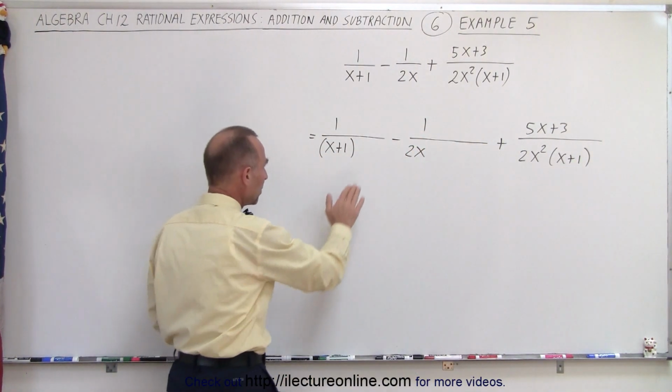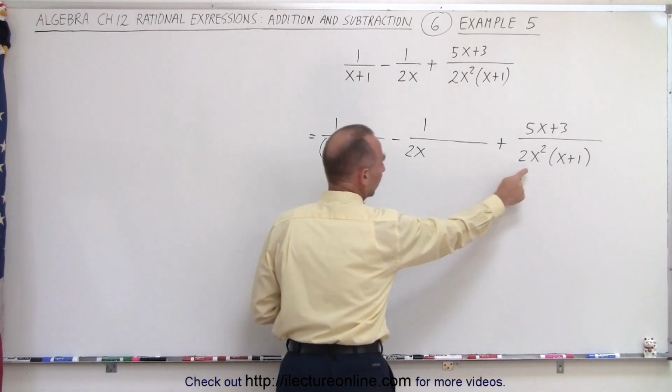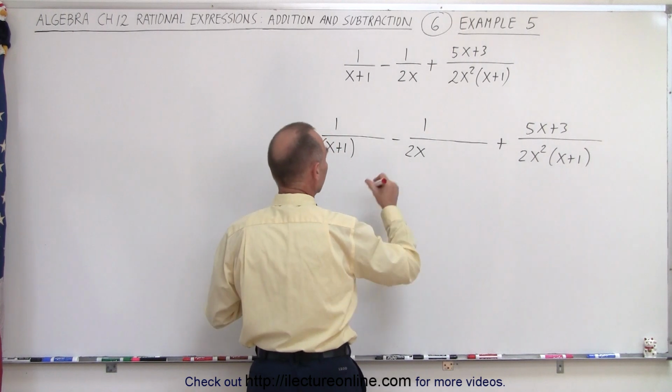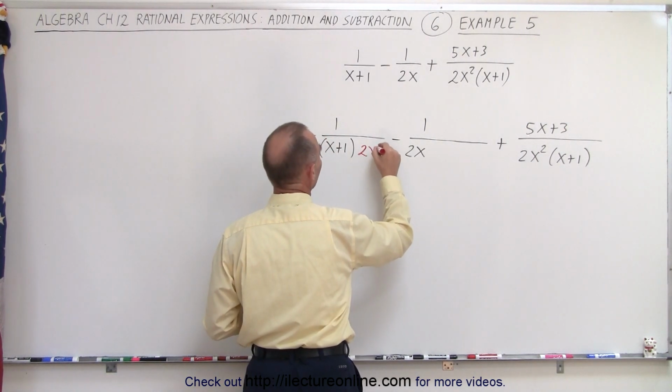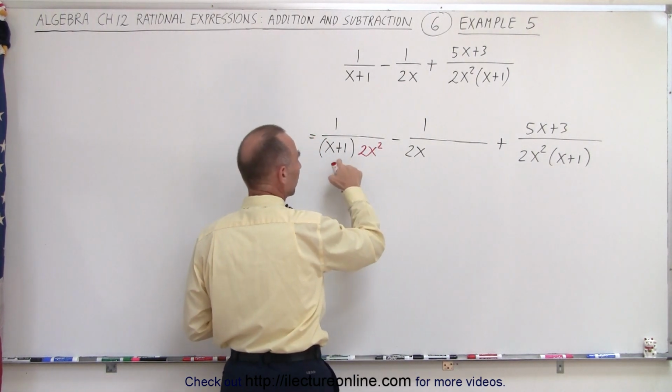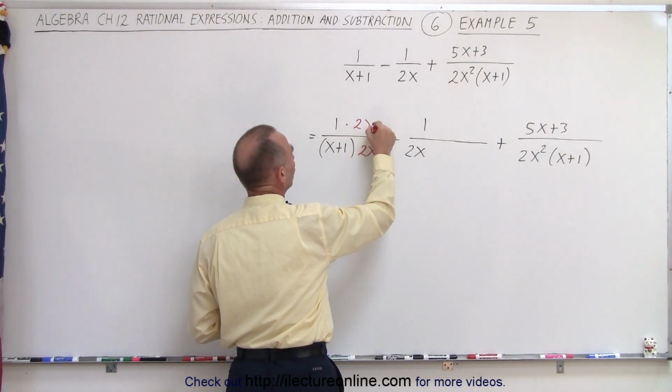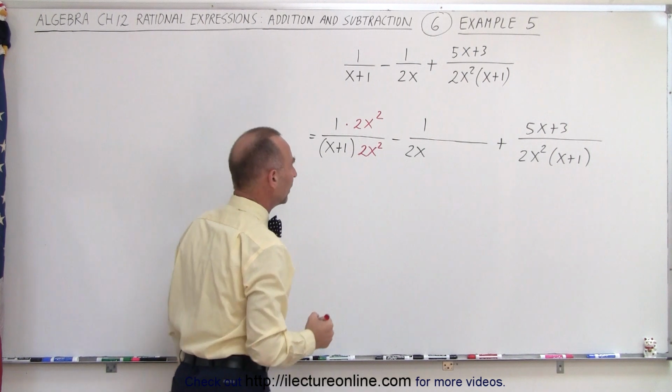All right, so what are we missing over here? Well, we're missing a 2x squared, so let's add that, and let me find a red pen here. So we're missing the 2x squared. Of course, when we multiply the denominator by 2x squared, we must multiply the numerator by 2x squared as well.